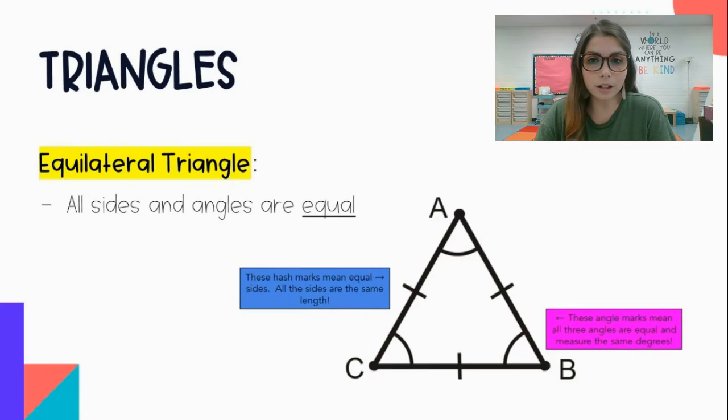And we note that there in the picture with those hash marks, those lines on the sides of the triangle. Since each side has the same line, it notes that this triangle's sides are all equal. So even if you don't know exactly how many inches or centimeters the triangle sides are, you know that they are equal because they have the same hash marks on each side.